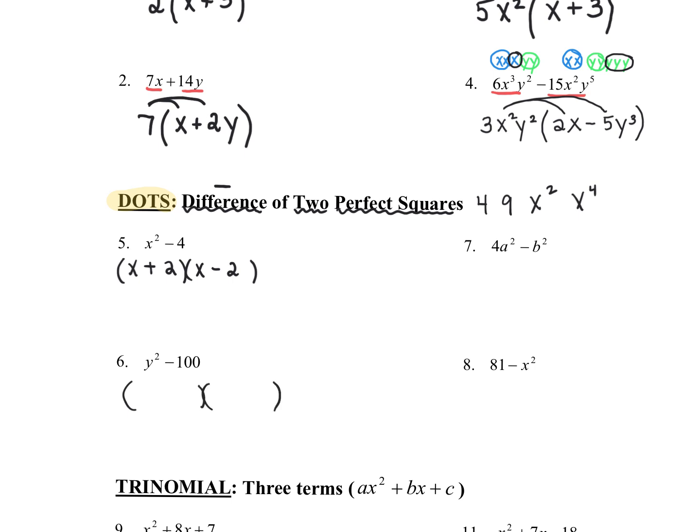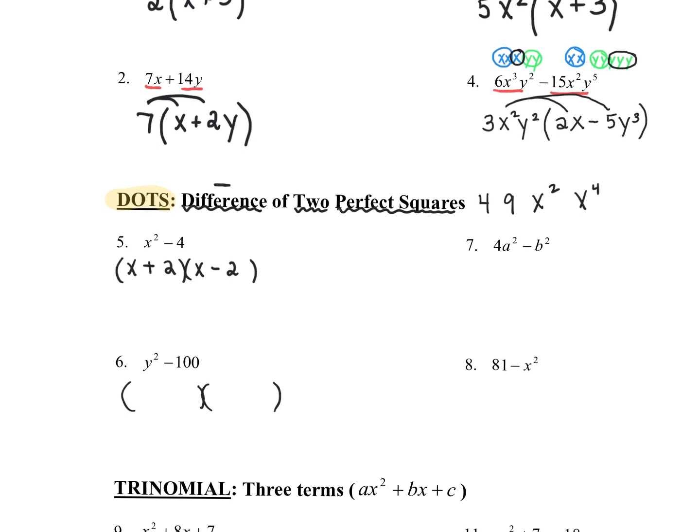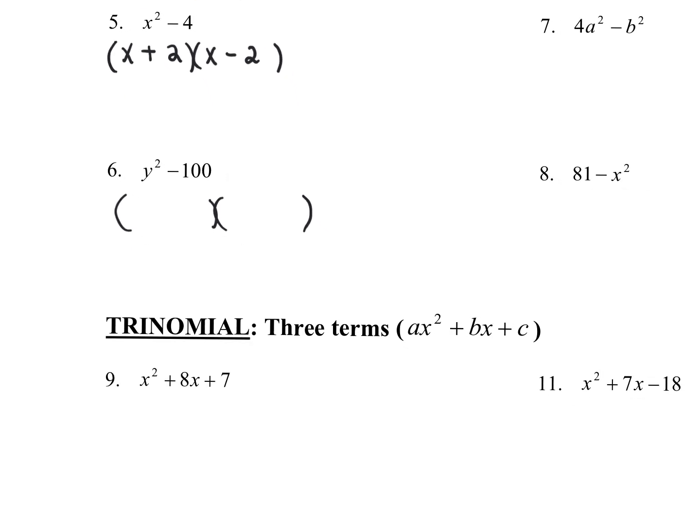So I'm going to do my double bubble, and I'm going to split everything up in the order that I see it. So first comes my y's, then comes my signs, and then comes my 100, which is 10 and 10. And it's okay if you reverse the signs. That can be y minus 10 and y plus 10.